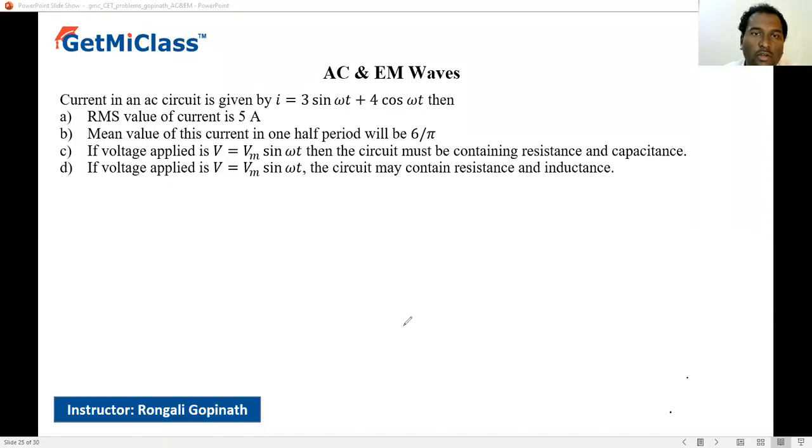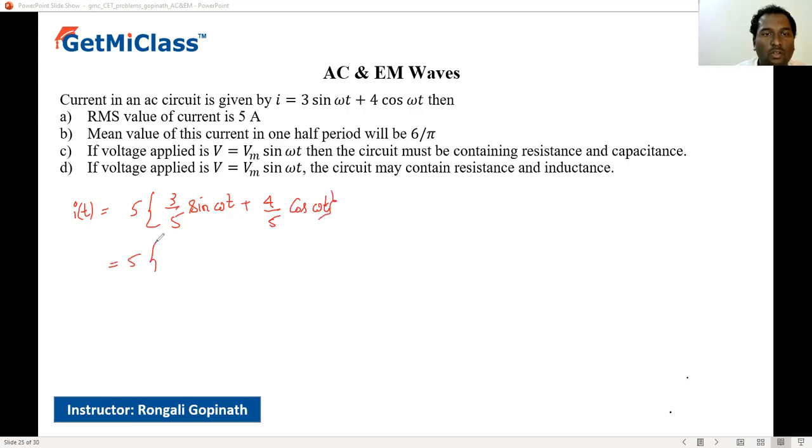Current in an AC circuit is given by I equals 3 sin omega t plus 4 cos omega t. Then, first let's write down the proper function for the instantaneous current. This can be written as 5 times 3 by 5 sin of omega t plus 4 by 5 cos of omega t, which is 5 times cos theta into sin omega t plus sin theta into cos omega t.